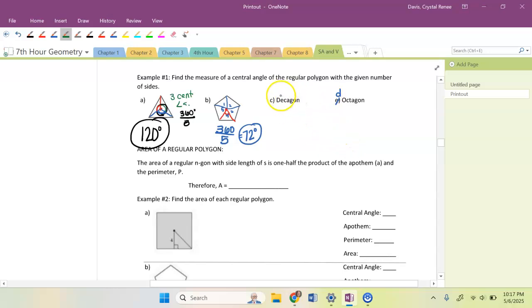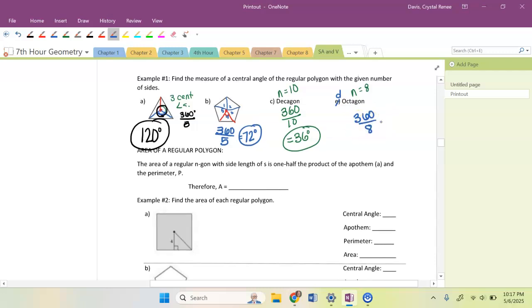Okay, hopefully you've tried these by yourself. Remember, a decagon means we have 10 sides, an octagon means we have 8. To find the central angle, we would simply do 360 divided by 10. So each central angle of a decagon is 36 degrees. For the octagon, we would do 360 divided by 8, which would be 45 degrees per angle.